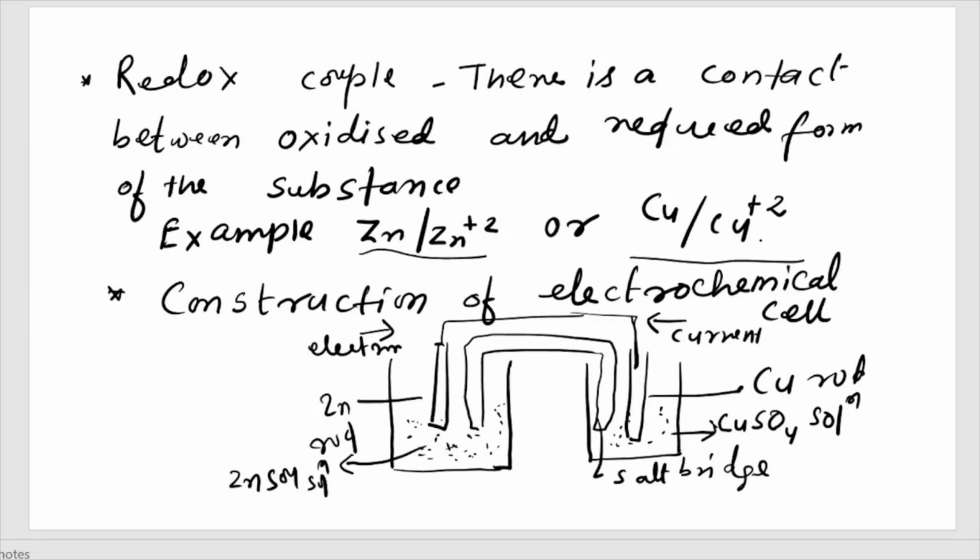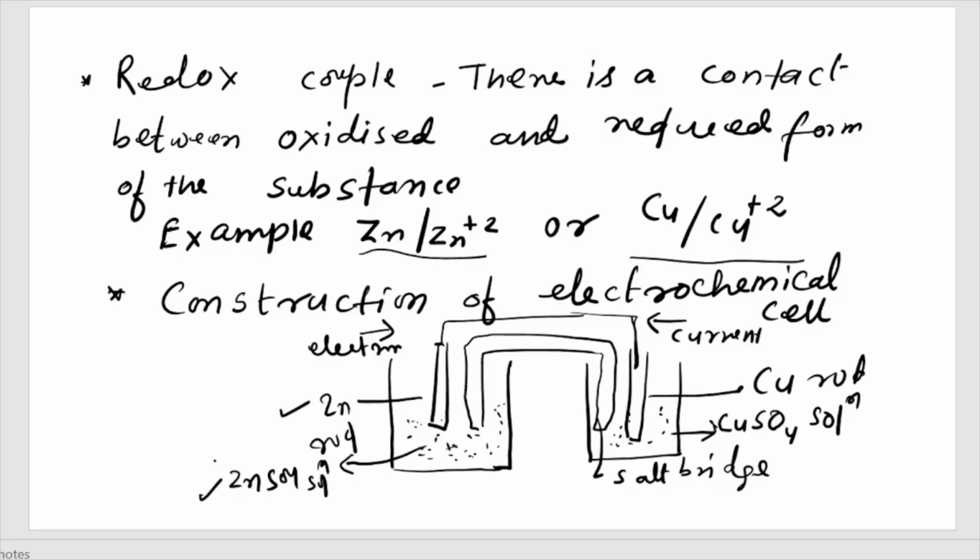Then, construction of an electrochemical cell. An electrochemical cell is a galvanic cell, also called a voltaic cell. How can you represent it, how can you construct the connection, what type of connection should be there? Now see this diagram, there are two beakers. Here is the zinc sulfate solution, and this is the zinc rod.